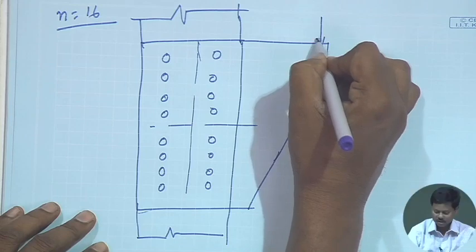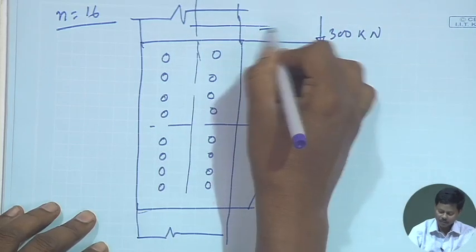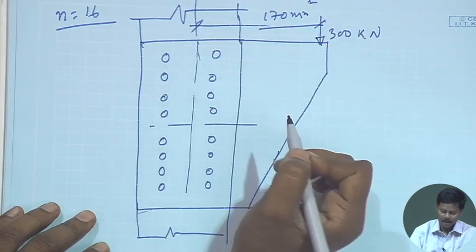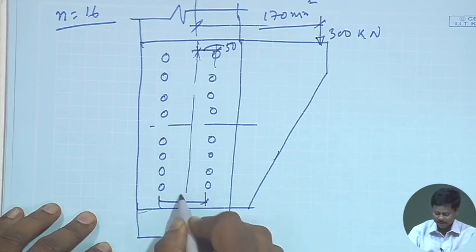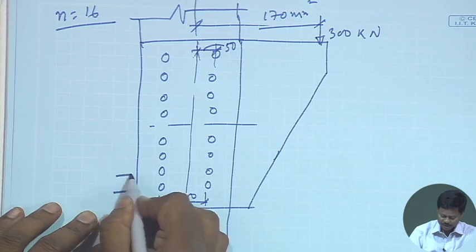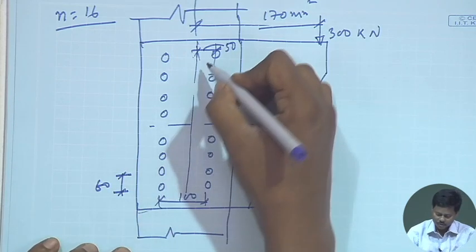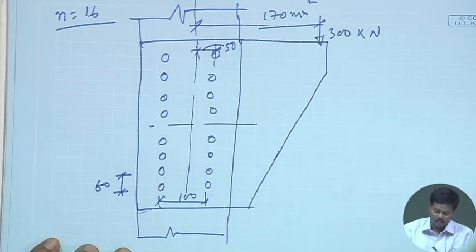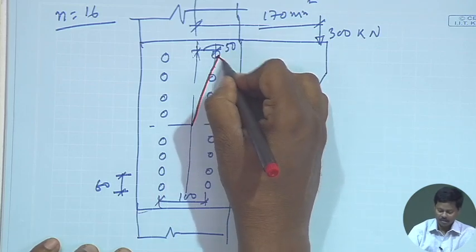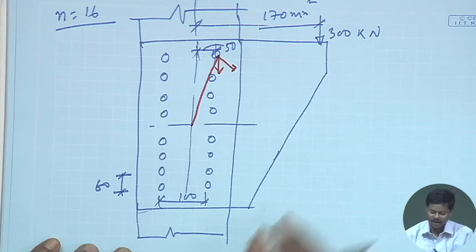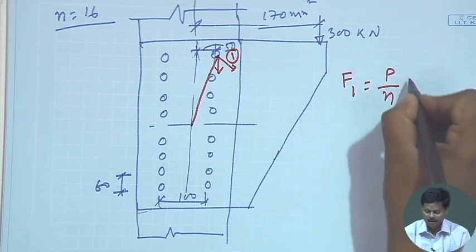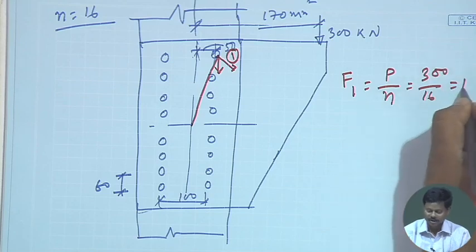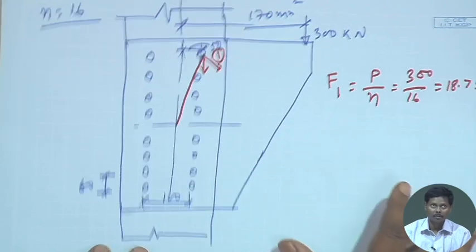Right. So, this is 300 kilonewton and this is 170 millimeter, right, and gauge was 100, so this will be 50 mm, this is 100 mm, right, and we have considered this as 60, okay. So, now we will find out the bolt value of the extreme one, because that will be the critical one. So, here we can see that F1, if this is number 1 bolt, then F1 will be P by n, right. So, here it is 300 by 16. So, this is coming 18.75 kilonewton.